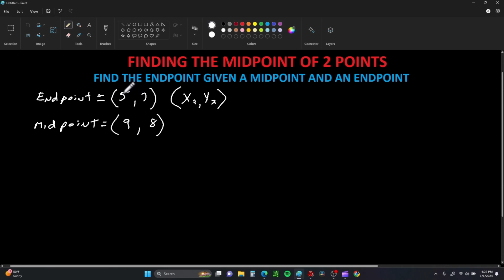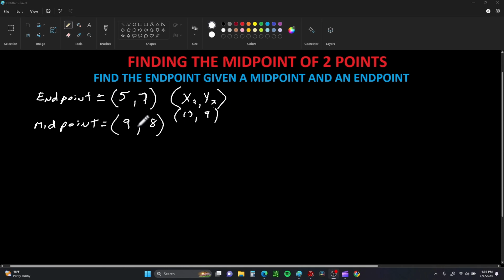How far away are these two from each other, the x's? Well, they're 4 spaces apart. So if I add 4 to this, it should be 13. And this is 5, 7. So the y's are 1 apart. So I add 1 to this. So I should get 13 and 9.